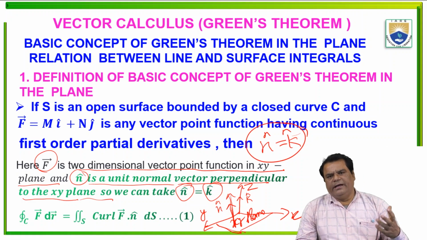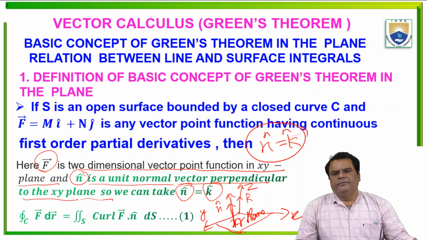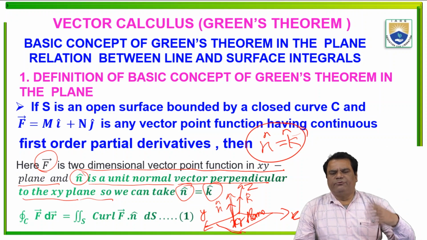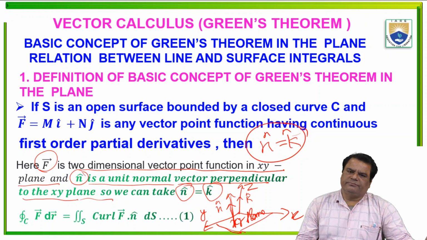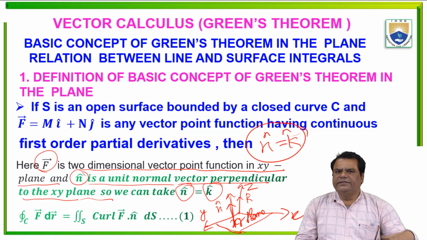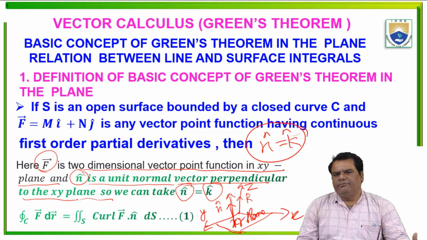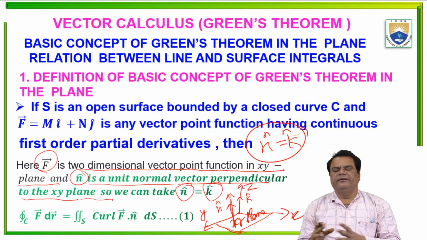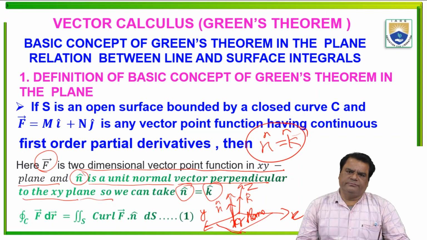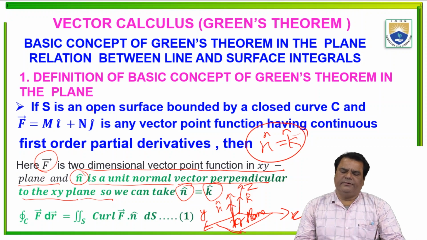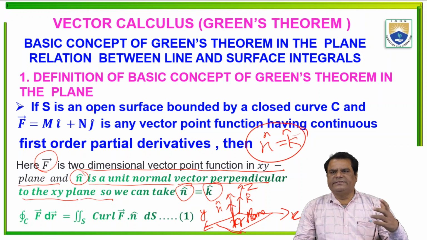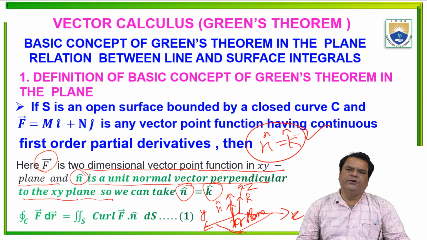The n unit vector is perpendicular to the xy plane, and perpendicular to the xy plane is the z axis. Along the z axis the k vector is working. So n unit vector and k unit vector have the same direction. Both are parallel. It means we can say that n unit vector equals k unit vector.